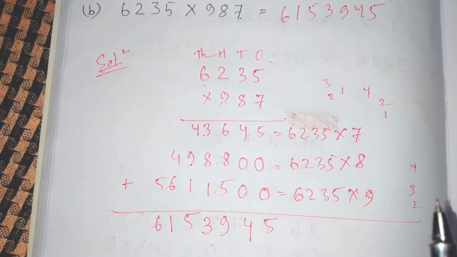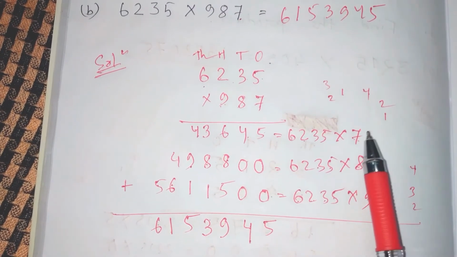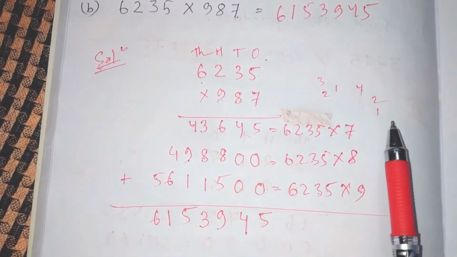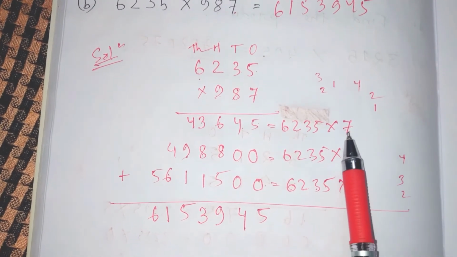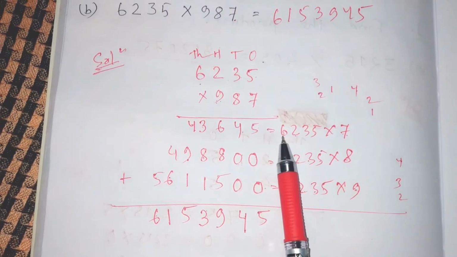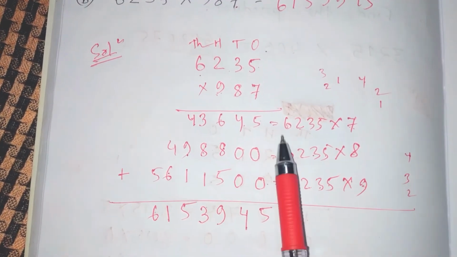So here you have 7 into 5 is 35. 5 I have written, 3 will be in hand. 7 into 3 is 21, plus 3 is 24. 4 I have written, 2 is in hand. Okay. Then 7 into 2 is 14, plus 2 is 16. 1 will be in hand. 7 into 6 is 42, plus 1 is 43. Okay, so the first line has gone.